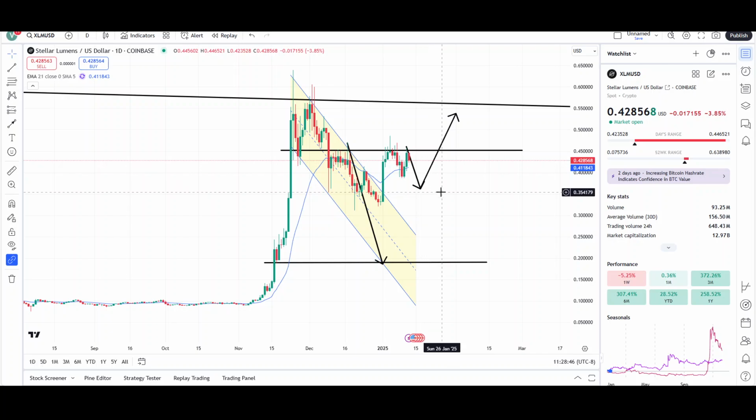Especially, I just did an analysis on XRP. It did not look as bearish. And I believe these alts are setting up for higher prices very soon. That's all I have for XLM against the US dollar on the daily and weekly charts.